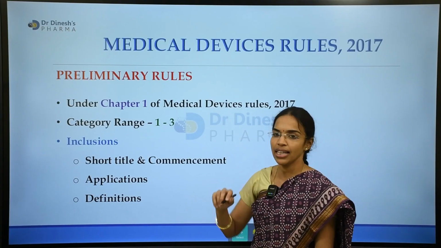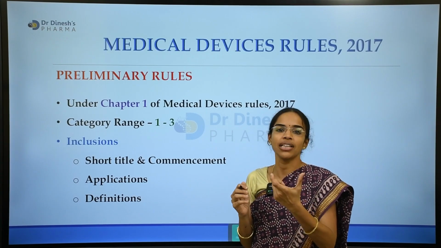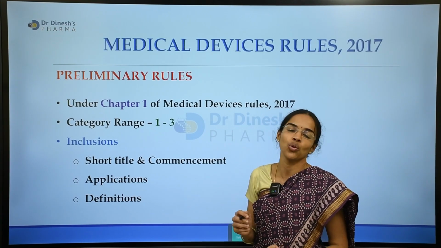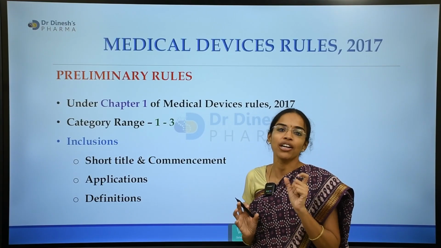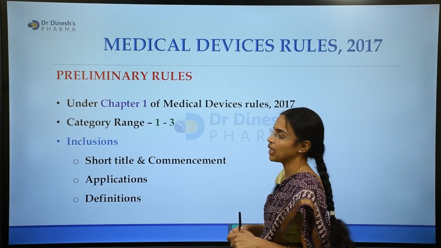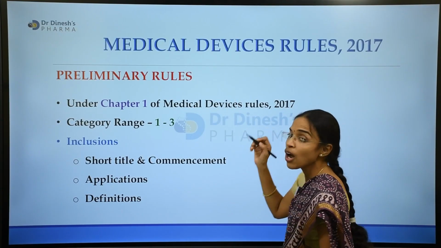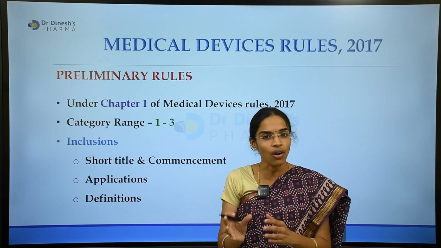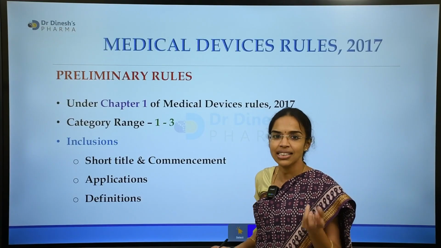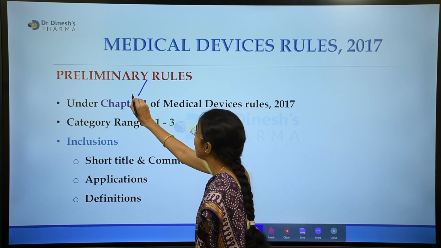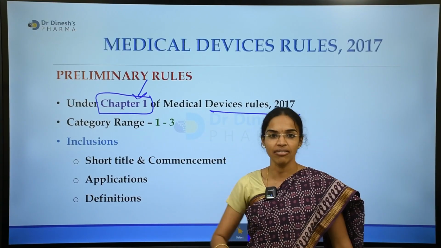The name itself indicates that it is something primary. It means all the basic elements of the act, or of this part of the medical device MDR, are covered in these preliminary rules. As I said earlier, all 97 rules fit into one or the other chapters. The preliminary rules fit into chapter 1 of the MDR 2017.